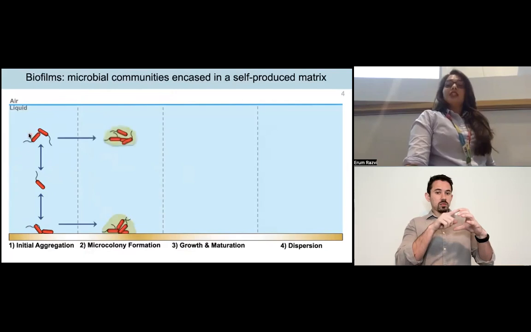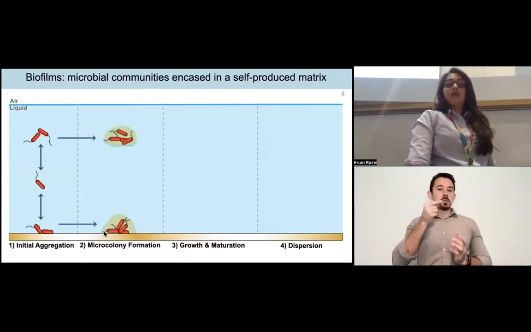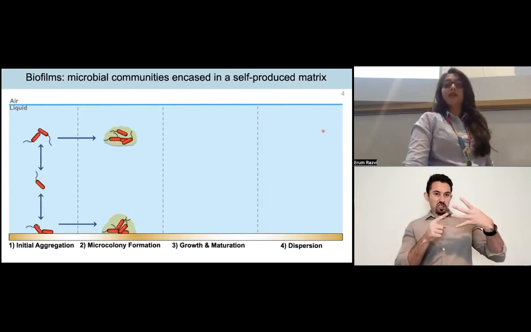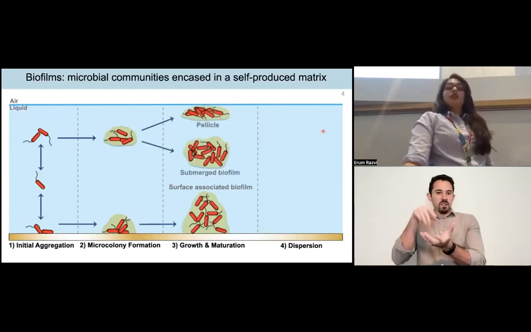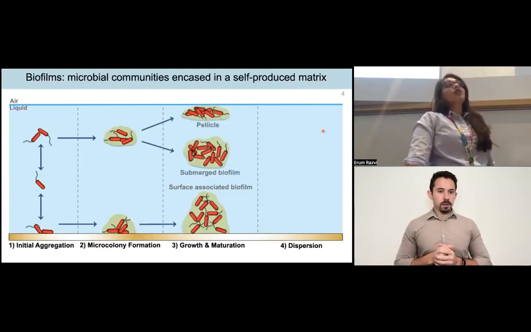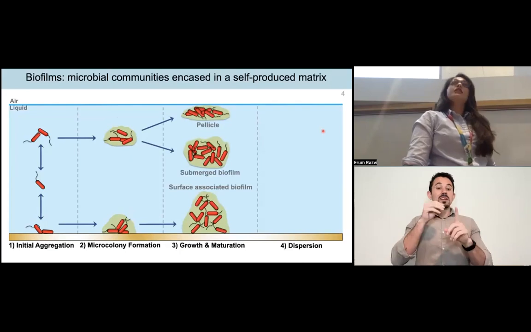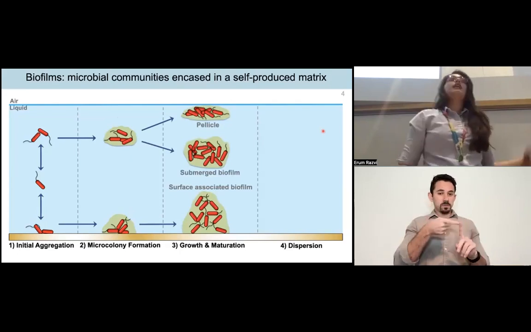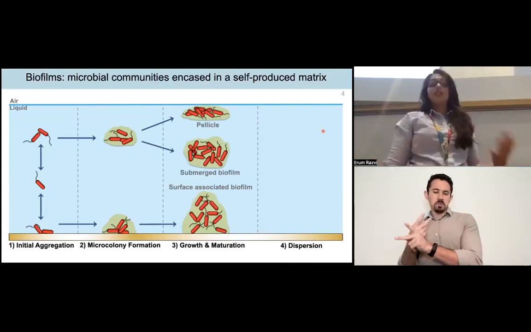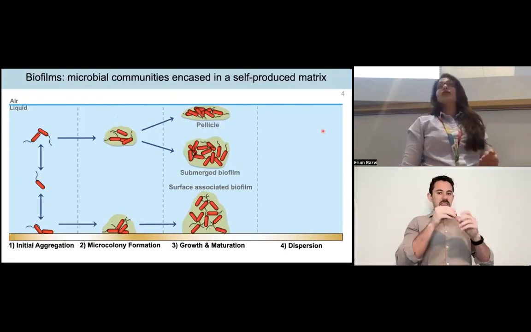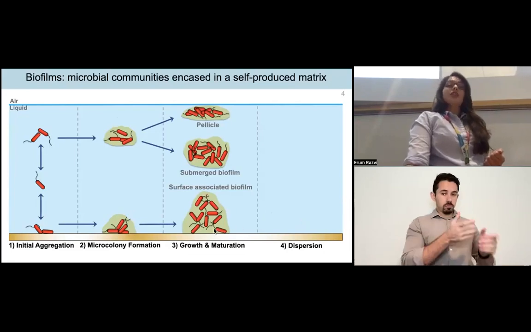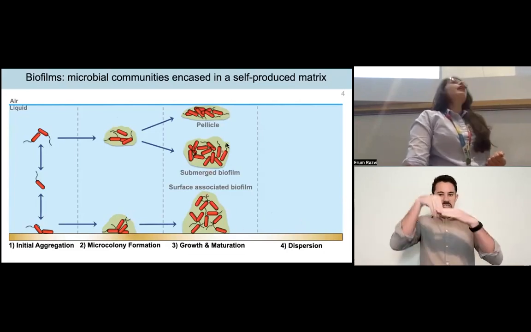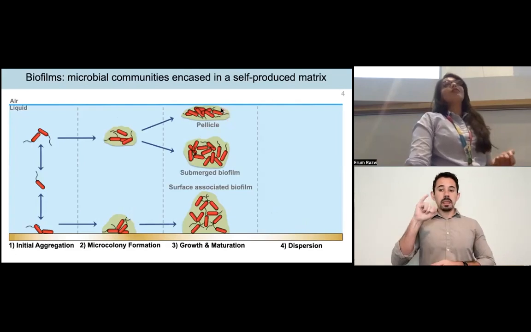The second stage is the secretion of a matrix, represented by the green here, forming a microcolony. The third stage is growth and maturation and the emergence of an organized 3-dimensional architecture. Now, depending on the species and environmental conditions, 3 distinct types of biofilms can form at this stage. They can be surface-associated, submerged biofilms, and pellicles, which form at an air-liquid interface.